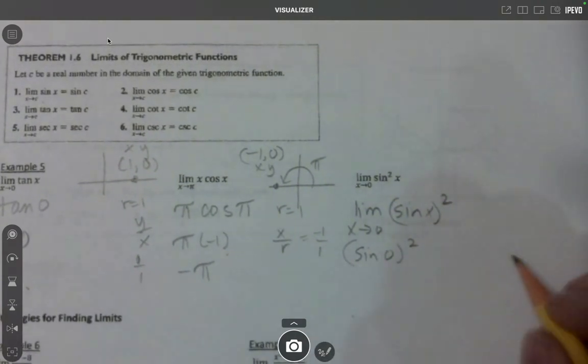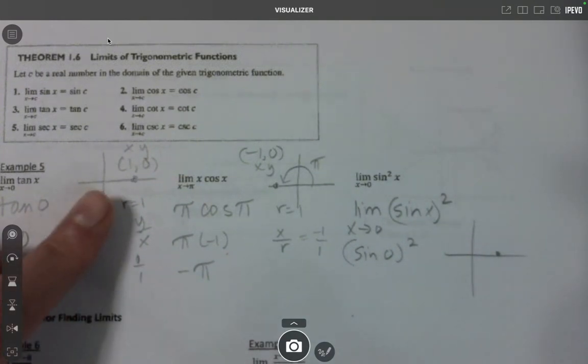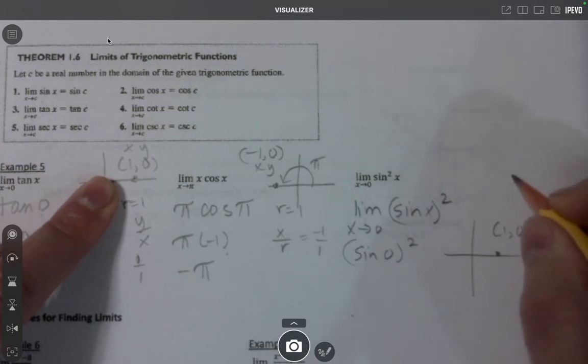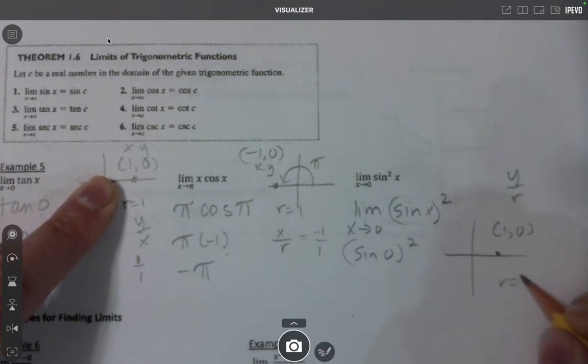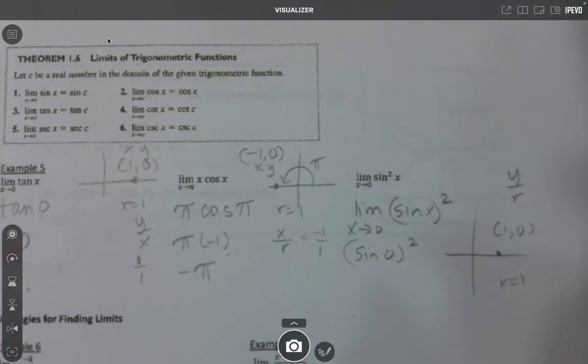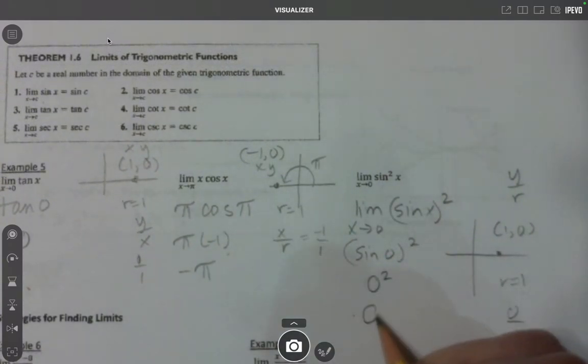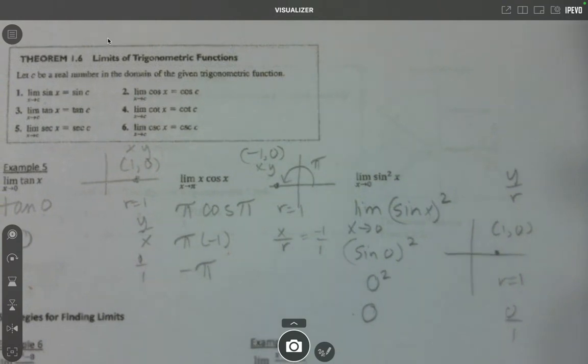So what I should do is draw another graph. And this is the same graph that I had over here, right? Really, I could use that one. But this time, my sine is going to be y over r. So y over r, or sorry, y over r is 0 over 1, which is just 0. And so 0 squared is 0. So we've got that limit as well.